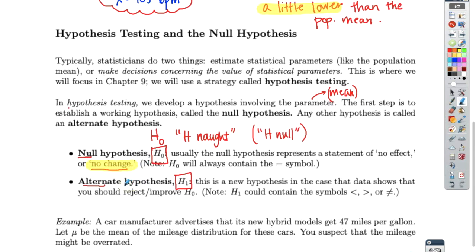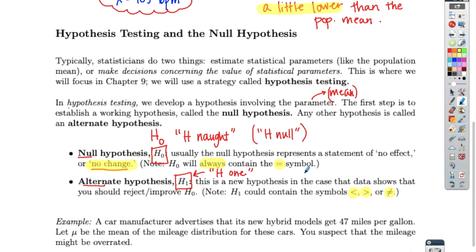The alternate hypothesis, we'll just call this one H1, H and then the number 1, with a little subscript 1, is a new hypothesis. And H1, our alternate hypothesis, will contain symbols less than, greater than, or not equal to. One of these three. And I should have noted that the null hypothesis, H naught, will always contain the equals symbol.